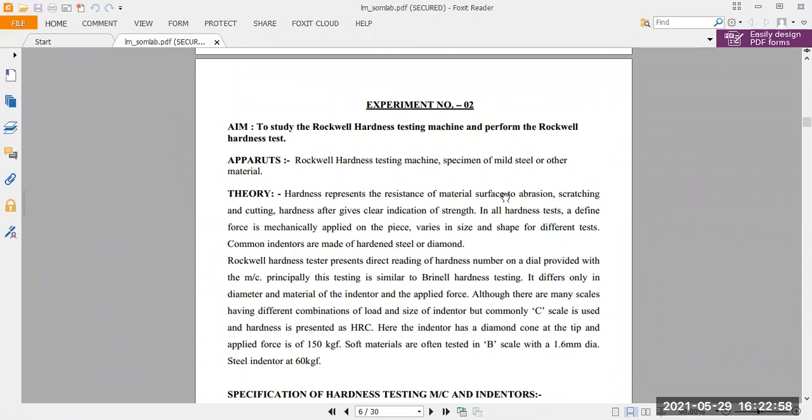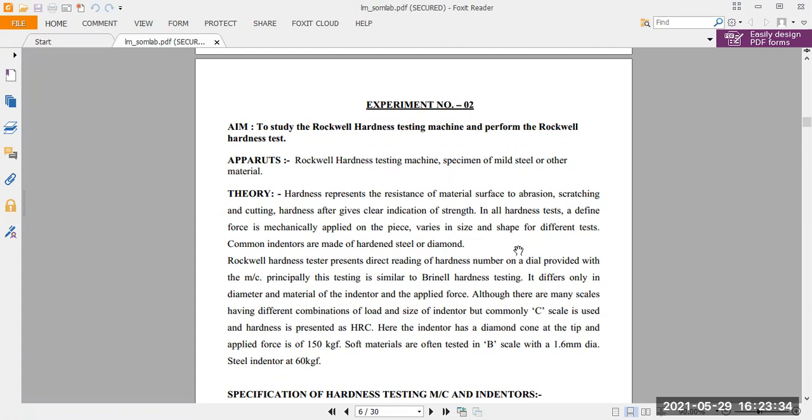Again, what is the theory of hardness itself? Again, the theory is the same: resistance of the material surface to abrasion, scratching, and cutting, etc. Hardness gives a clear indication of strength, both tensile and compressive strength. In all hardness tests, a definite force is mechanically applied on the piece, varied in size and shape for different tests. Common indenters are made of hardened steel or diamond. Here also, although the indenters are different, the same process is going on.